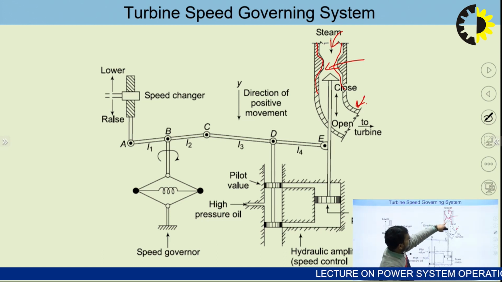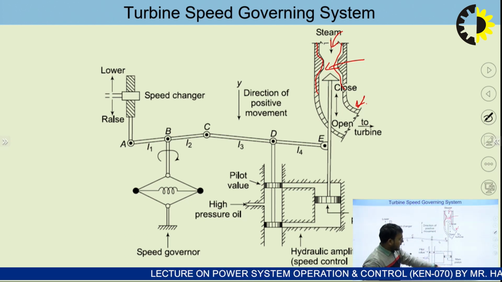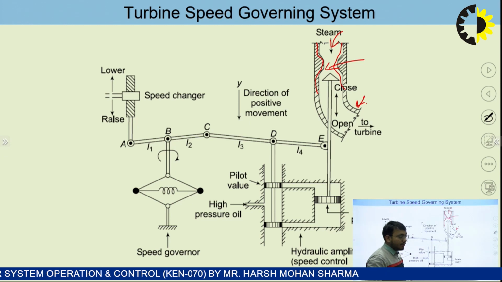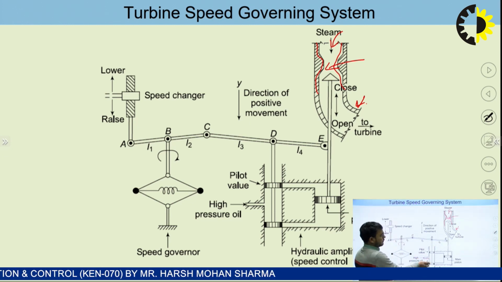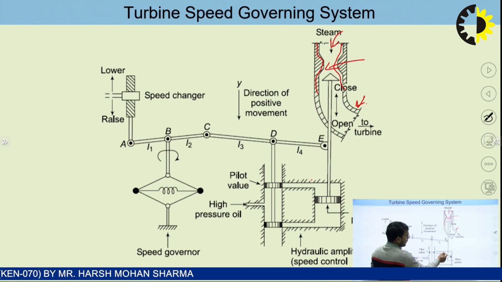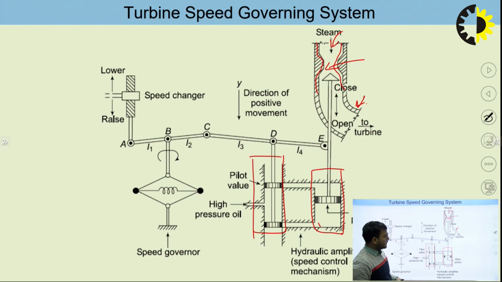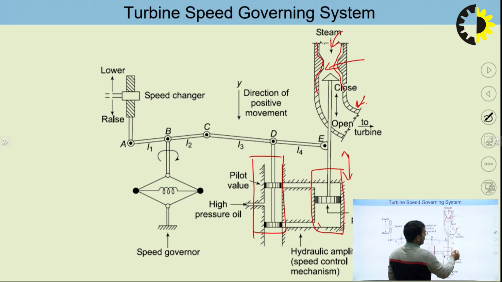Now this valve is connected directly with the main piston of the hydraulic amplifier, that is basically the speed control mechanism. Now what is this hydraulic amplifier? Basically there are two valves over here. You can see this is the first valve, and this is the second valve. Now what is the function of these valves? See, this is the main piston. You can see over here, this main piston can move up and down.